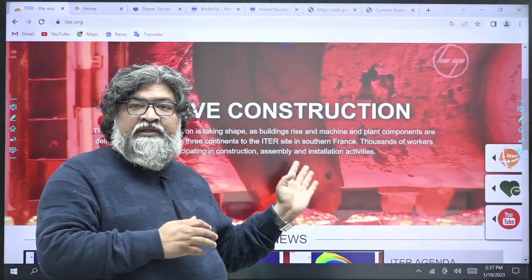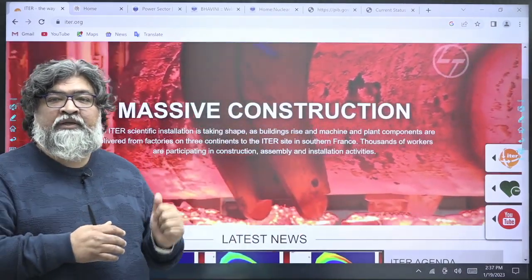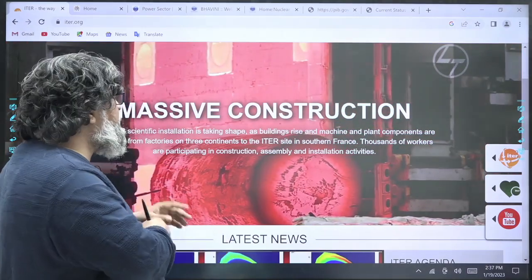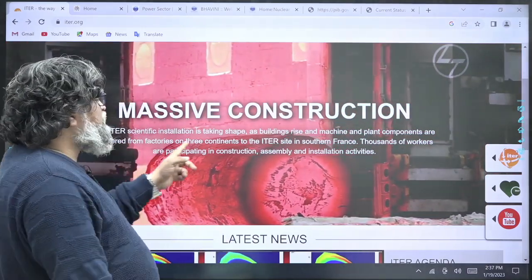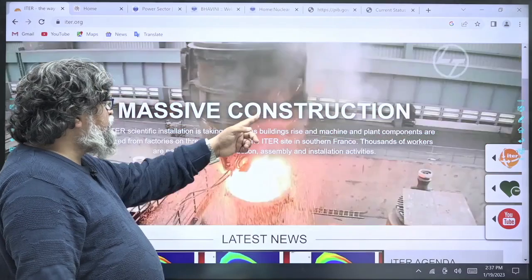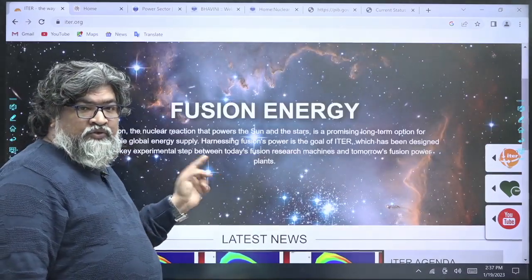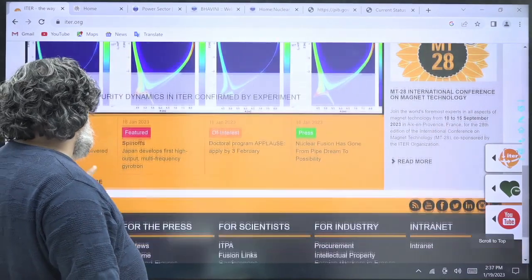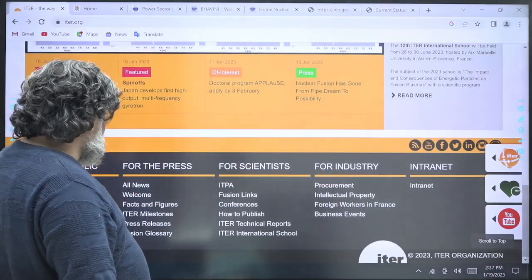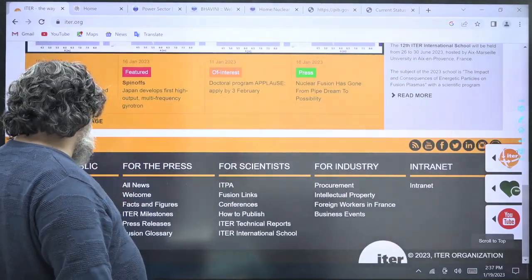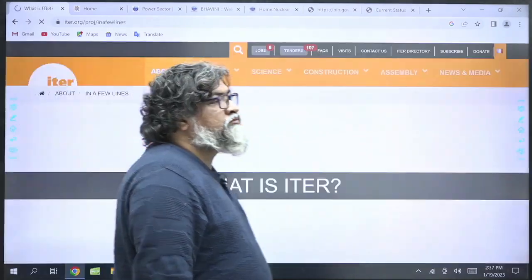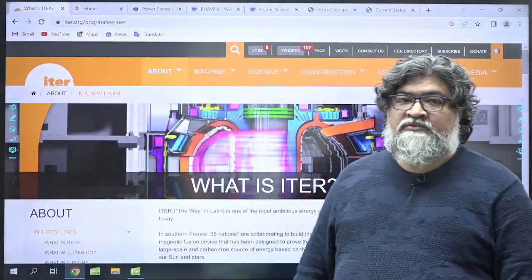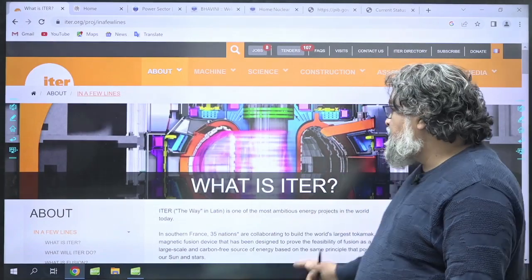So this is a very, very ambitious project which is taking place, right? Now if you look at what is given here, the ITER scientific installation is taking shape. What you see is the construction and everything shown there. Now coming to the latest news, there is also the image of the week. Now about ITER, I said India is a partner country there. So now look at it.